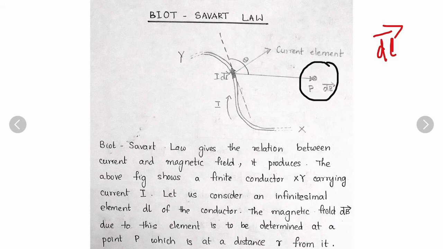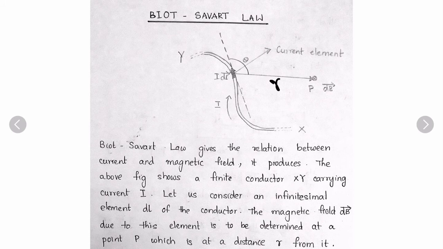Here I am showing a point P which is at a distance of r from the length element dl. So the distance between the length element dl bar and the point P is equal to r. I is the current flowing through the wire and theta is the angle between dl bar and r bar. r is the distance of the point P at which we want to calculate the magnetic field due to the dl element.